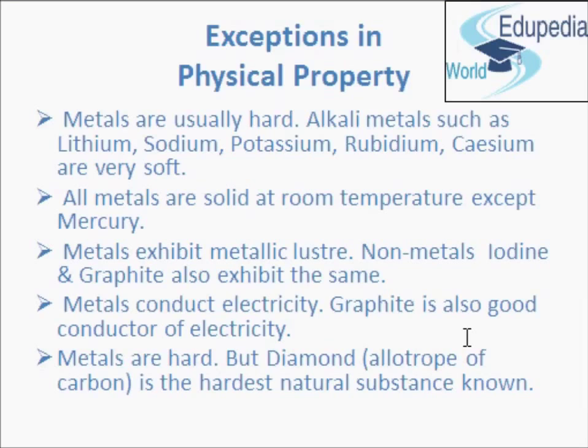The third point is metals exhibit metallic luster, but the non-metals iodine and graphite, an allotrope of carbon, also exhibit metallic luster. Metals conduct electricity, but graphite, an allotrope of carbon, is also a good conductor of electricity. Metals are hard, but diamond, an allotrope of carbon, is the hardest natural substance known, and it exhibits very high melting point and boiling point.